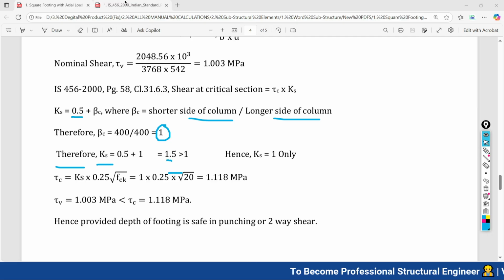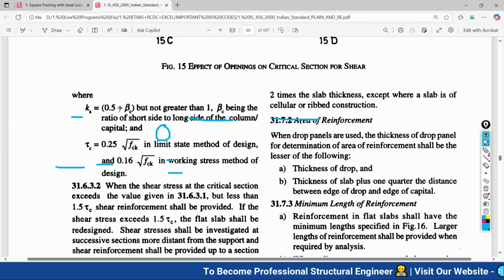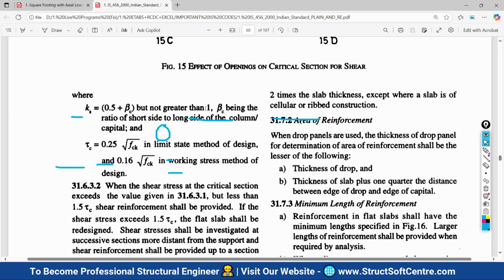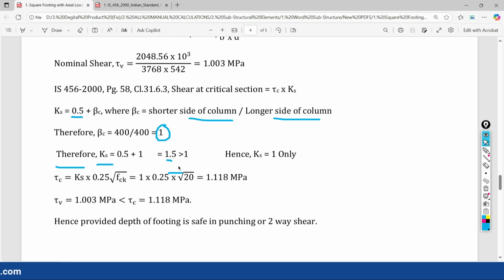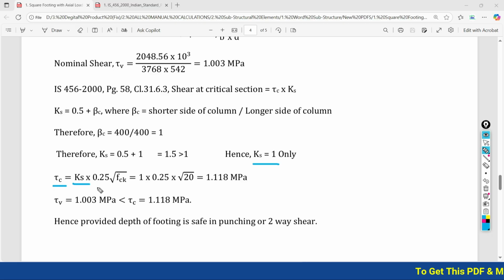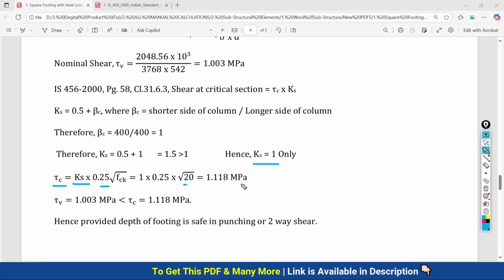But if you are going to read IS 456, IS 456 is saying that the Ks value should not be greater than 1. If the calculated value of Ks is more than 1, then you have to consider the maximum value as 1. You are not allowed to take a Ks value more than 1. So here I am going to adopt the value of Ks as 1 only. Put all the values in the tau c formula. Ks into 0.25 under root of fck, 1 into 0.25 under root of 20, 1.118 MPa.